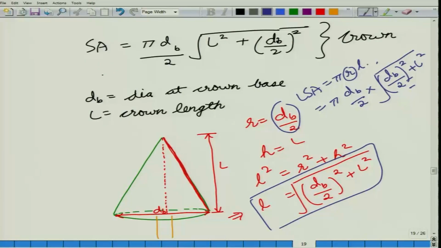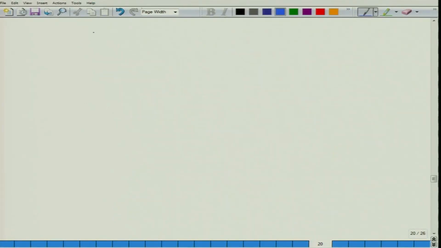So essentially this equation is the same as the equation of a cone: pi dB by 2 times the square root of L squared plus (dB by 2) whole squared. So this is how we calculate the surface area of the crown when we consider it to be of a conical section. Now let us look at the other formula.